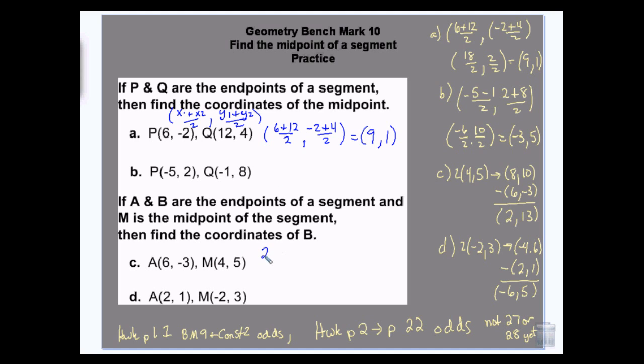Okay, so the not algebra way, I took that midpoint 2, 5, and I multiplied it by 2, which gave me 8, 10. Then I subtracted 6, -3 from that. So I had 8 minus 6, which gave me the 2, and then 10 minus -3. And because I have that double negative, it becomes a positive, so I got that 13.